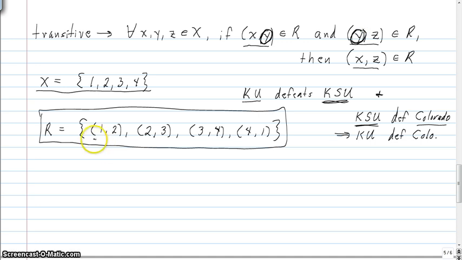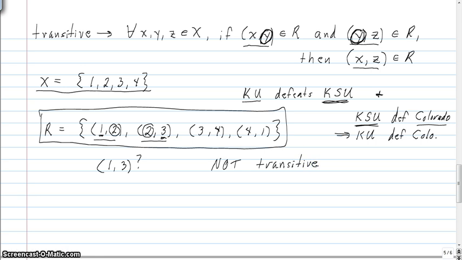So for instance, these two would be candidates, right? Because we have 1 related to 2 and 2 related to 3, right? So what we're looking for is we take these outside values. The question is, do we see (1, 3) also in the relation? And we don't. Right? So right there we can stop and we can say that this is not transitive.